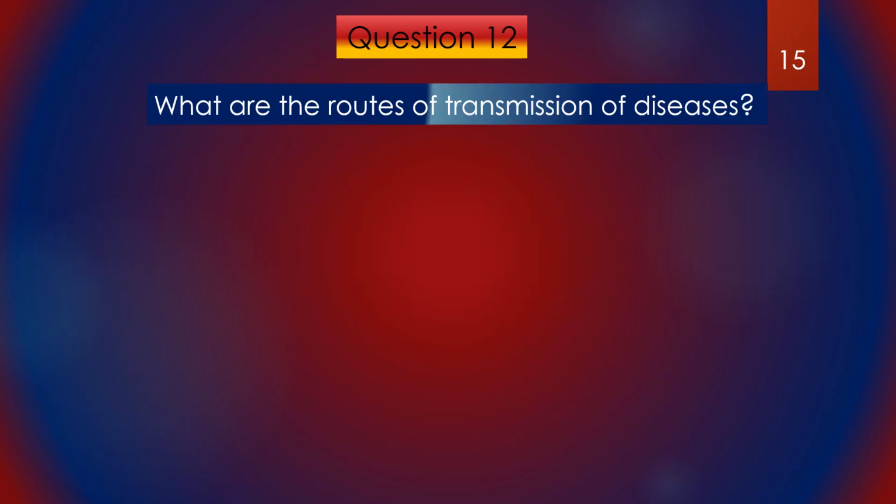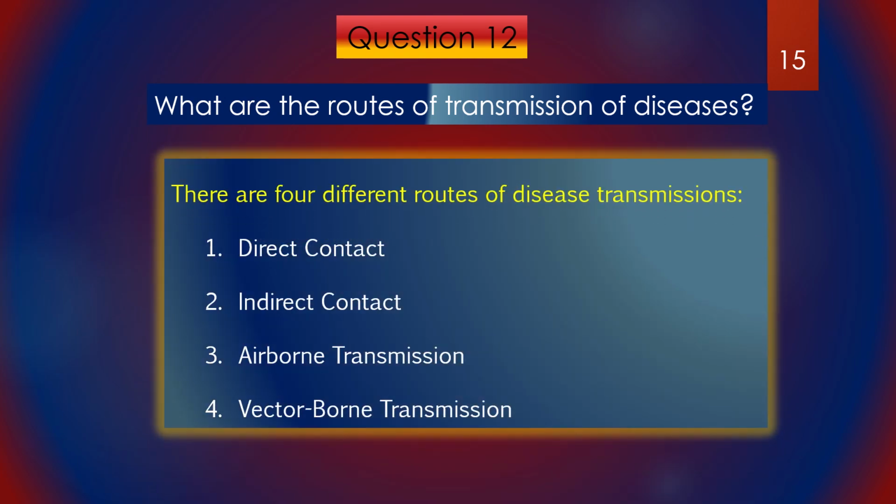What are the routes of transmission of diseases? There are four different routes of disease transmission. Number one, direct contact. Number two, indirect contact. Number three, airborne transmission. And number four is vector-borne transmission.